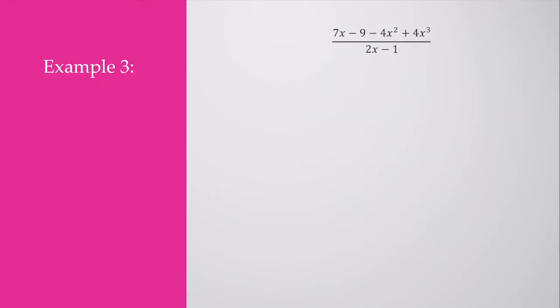Next, I have 7x minus 9 minus 4x squared plus 4x cubed divided by 2x minus 1. So right away, there should be something that makes you go, ew, right? Things that make mathematicians say ew. First thing to note is this dividend isn't written from largest degree to smallest. My divisor is. But I need to rewrite this dividend from largest degree to smallest. So I've got 4x cubed minus 4x squared plus 7x minus 9. Now I can divide.